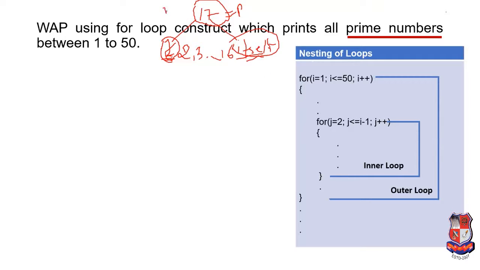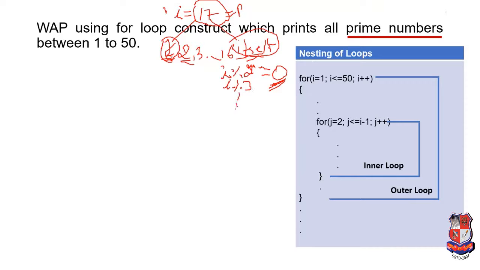For that, if I consider this 17 as i, then I have to check if i is divisible by 2 or not. For that I will do i modulo 2 and check. If it does not give any remainder, meaning a remainder value of 0, then we can say it is not a prime number, because a prime number is only divisible by 1 and itself. Then we have to check this number i with modulo 3.